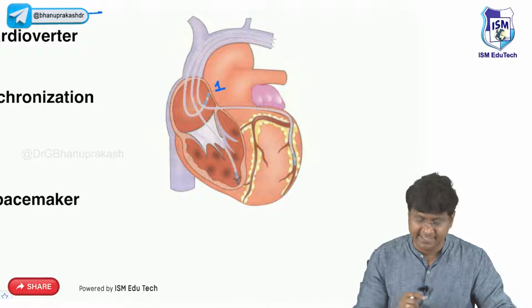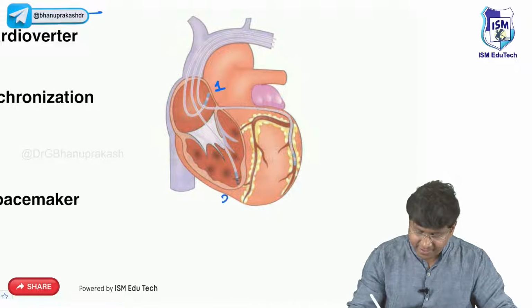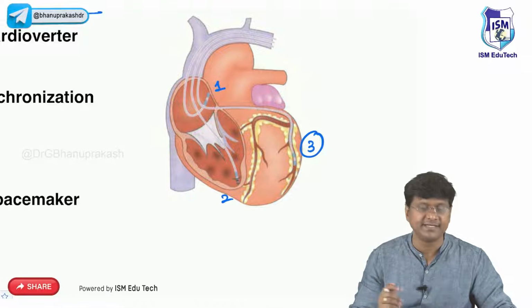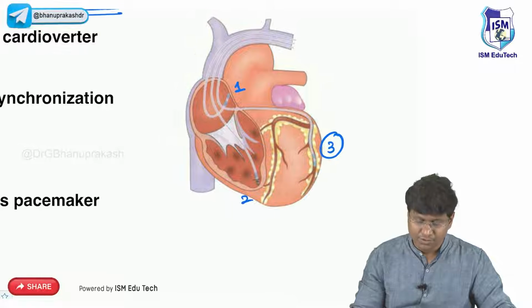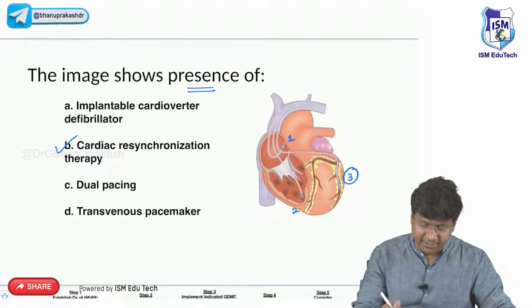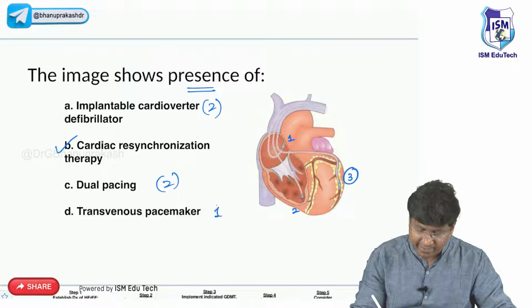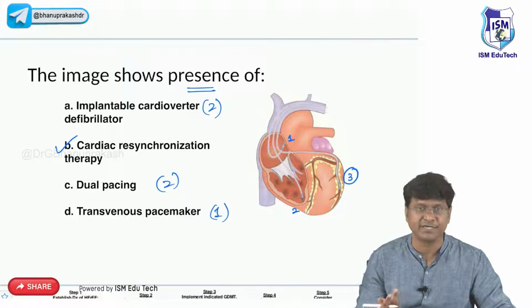You have one lead in the right atrium, a second lead in the right ventricle, and a third lead which is present in the lateral wall of the left ventricle. Now in case of an implantable cardioverter defibrillator or a dual chamber pacemaker, you will have only two leads, and in a transvenous pacemaker, you will have only one lead, that is in the right ventricle.